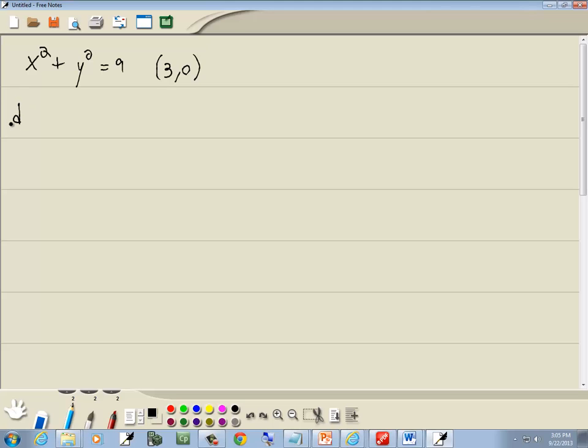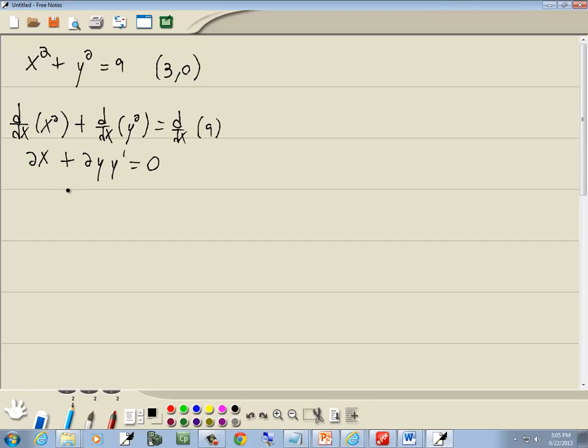So we'll take the derivative of everything where it's sitting. We'll take the derivative of x squared with respect to x, the derivative of y squared with respect to x, and the derivative of 9 with respect to x. Well, the derivative of x squared is 2x. The derivative of y squared is 2y, but we have to add on a y prime. Anytime you take a derivative with respect to x and it's really y, we have to put on a y prime. And the derivative of 9 is 0.